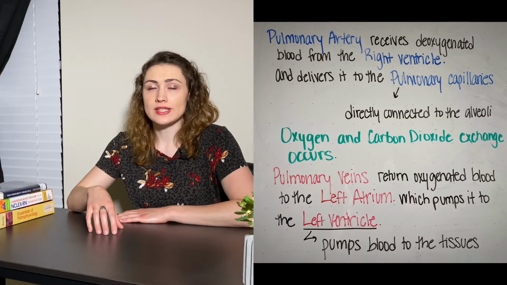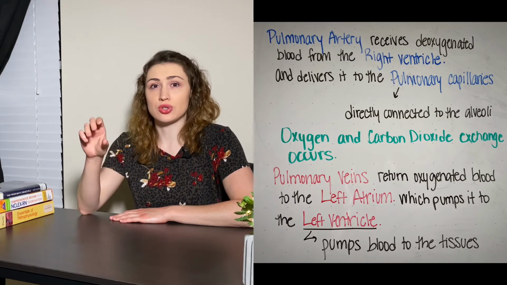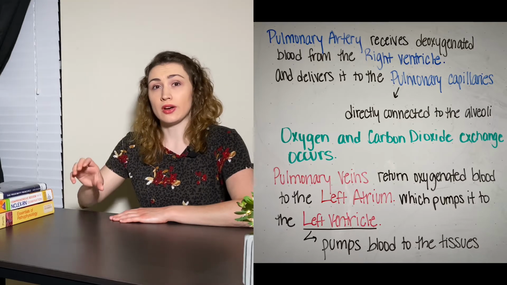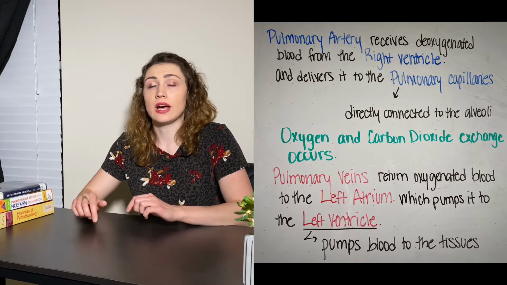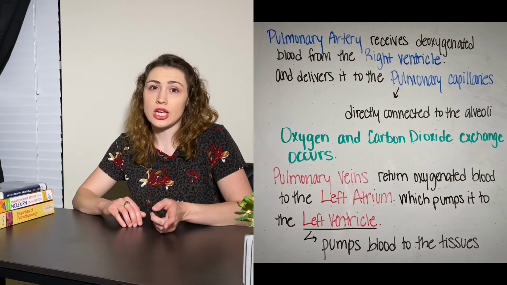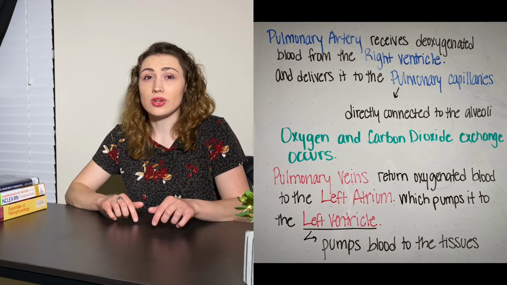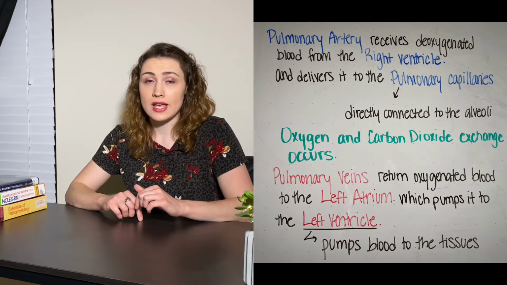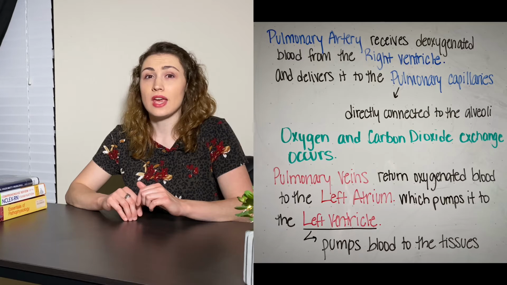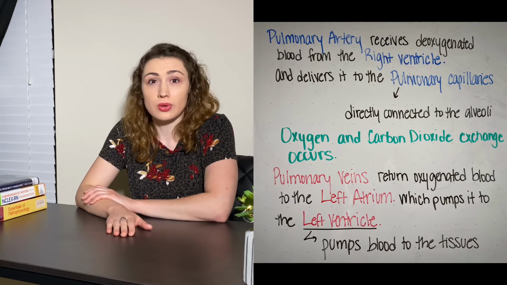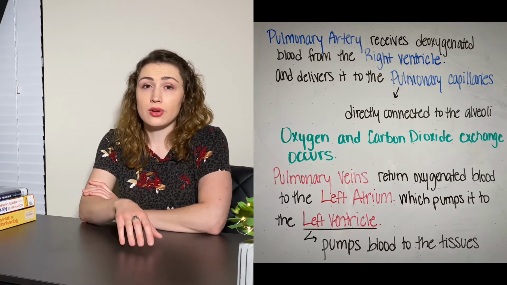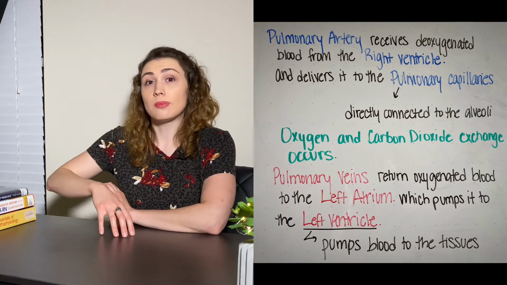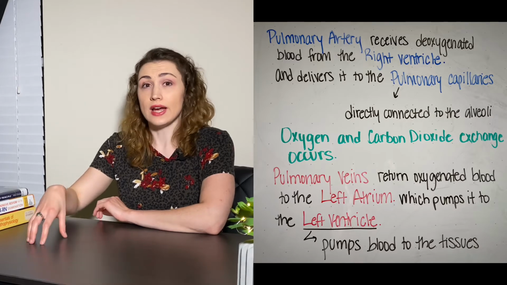So let's talk big picture. The pulmonary arteries take blood from the right ventricle and they carry it to the alveoli. Gas exchange occurs at the capillaries that surround the alveoli. And what gases are exchanged? Well, oxygen leaves the alveoli and goes into those capillaries, and carbon dioxide leaves the capillaries and goes into the alveoli. So now the blood is oxygenated, and oxygenated blood goes from the lungs via the pulmonary vein and into the left atrium.